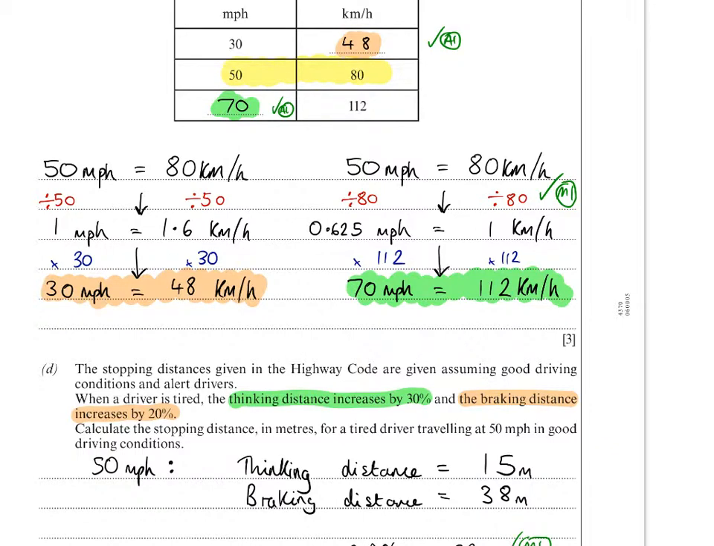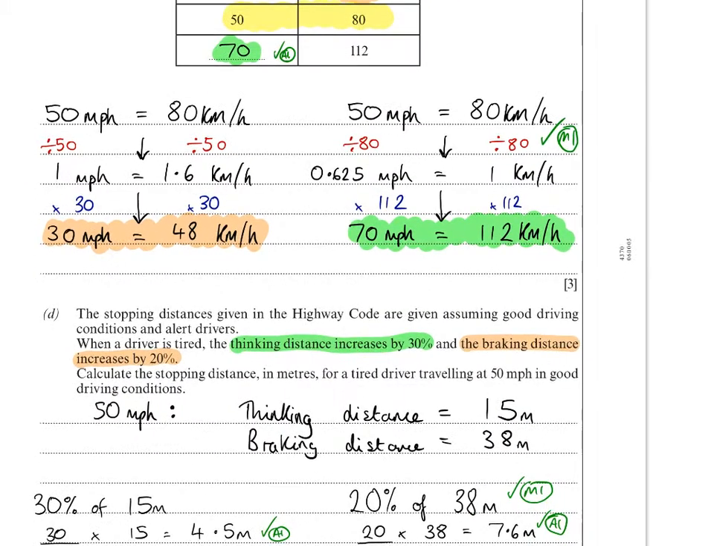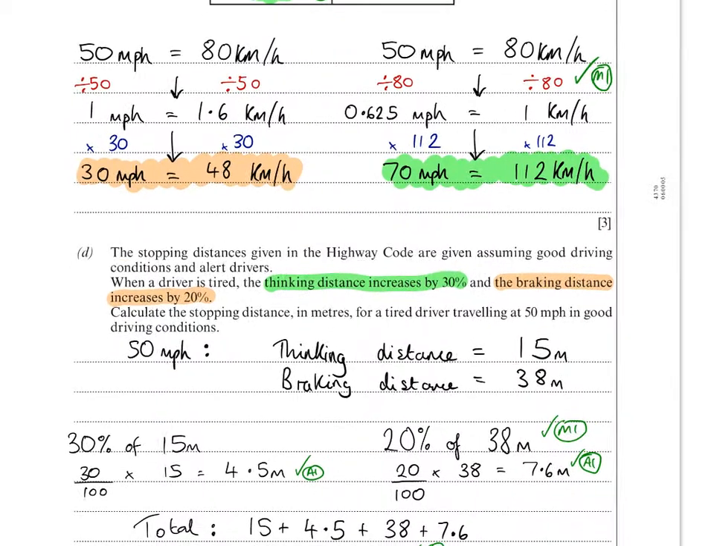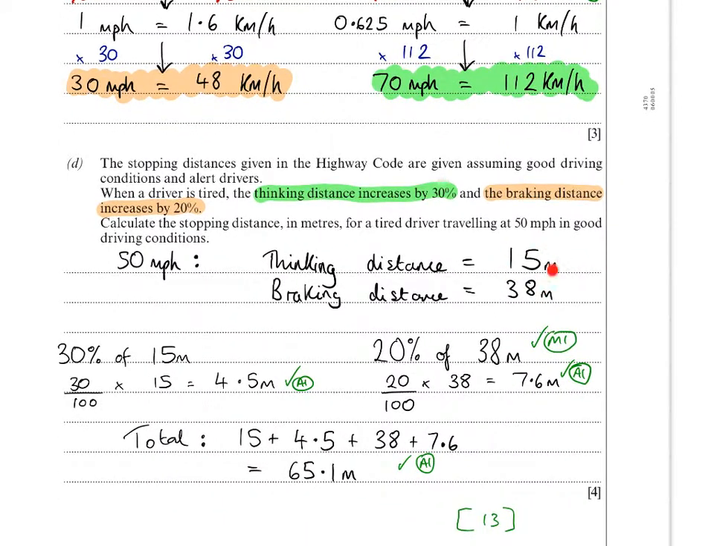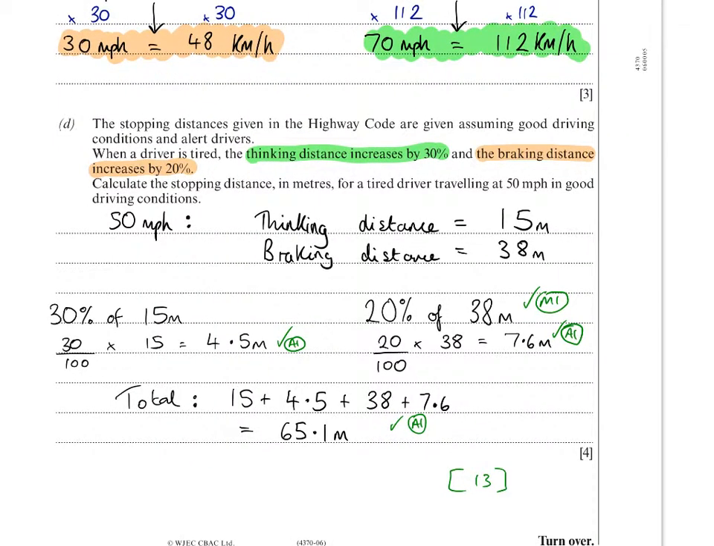So what we need to do is work out 30% of 15, sorry, and 20% of 38. So that's what I've done here and here, and 30% means 30 out of 100 times by 15 is that. Same thing here. So my total distance would have been both of these two here, but also this and this. So I've just added all of the numbers together, and I've got 65.1 metres. So far, on a total of 13 marks.